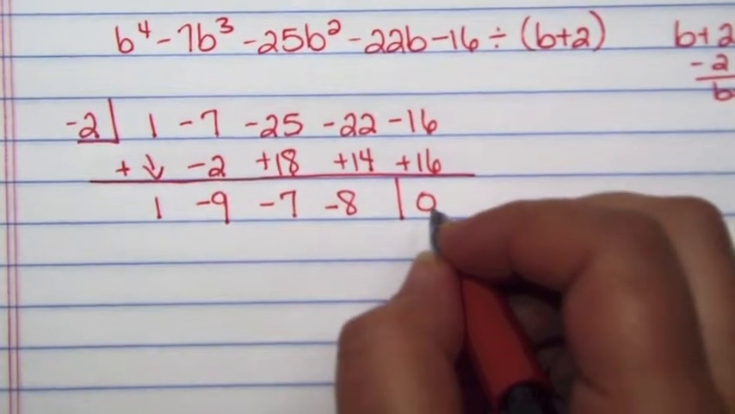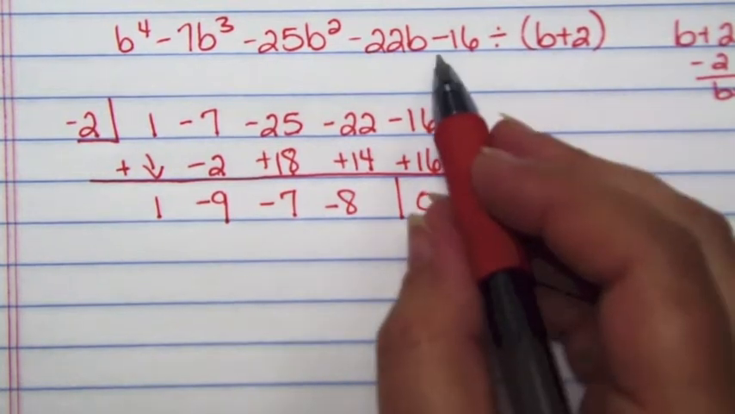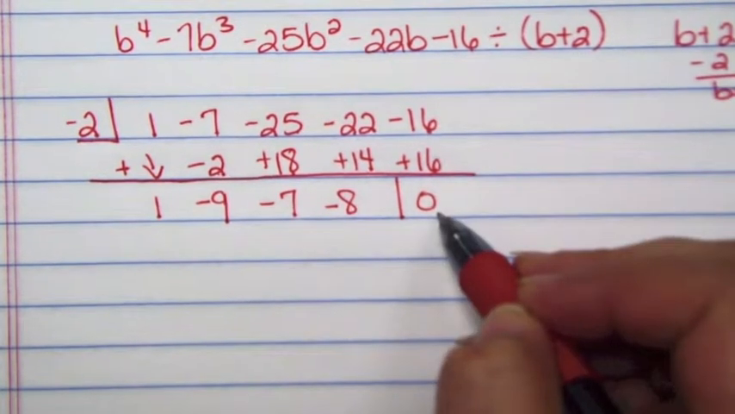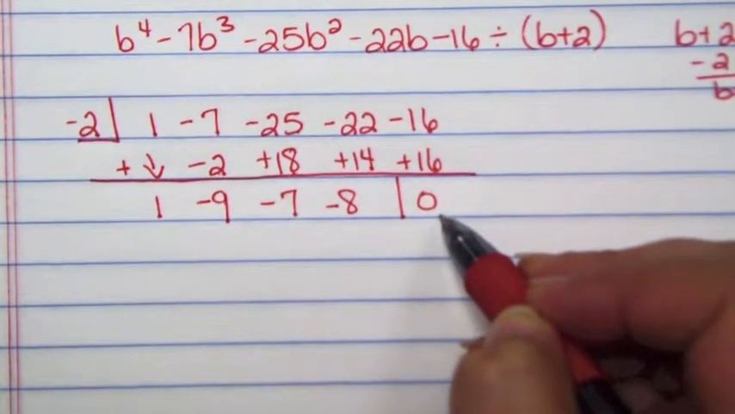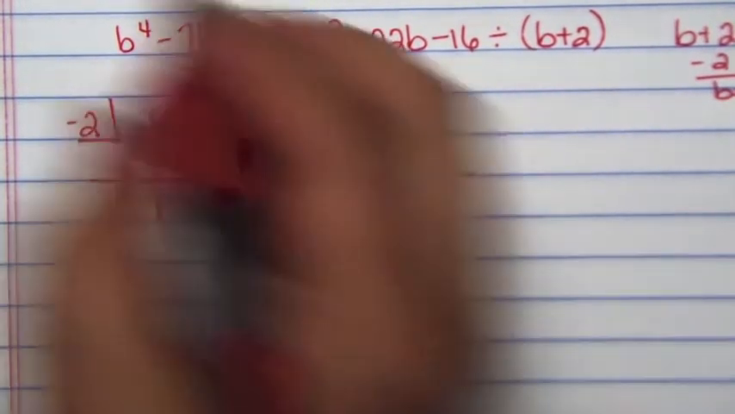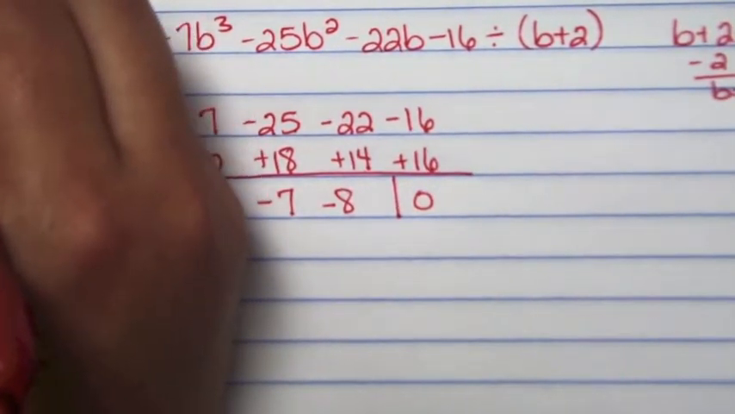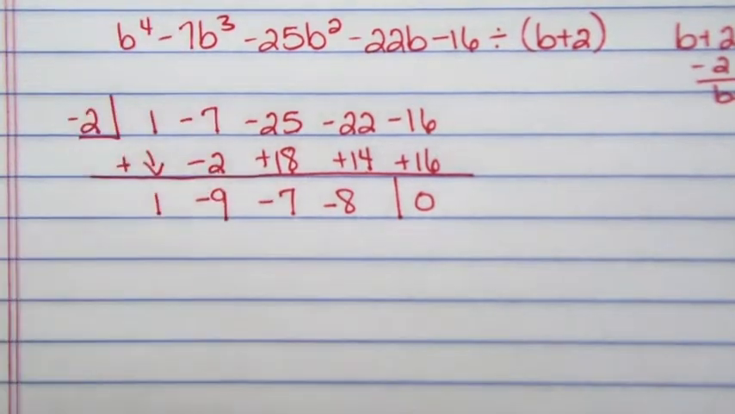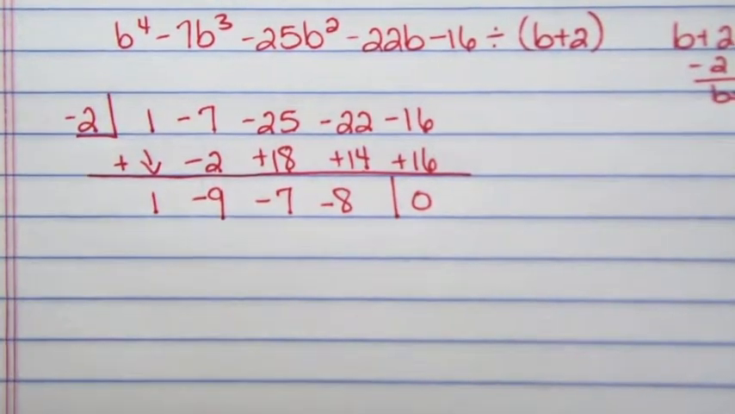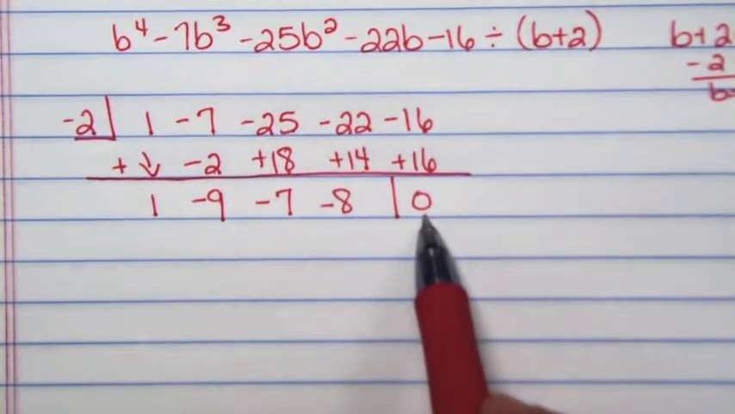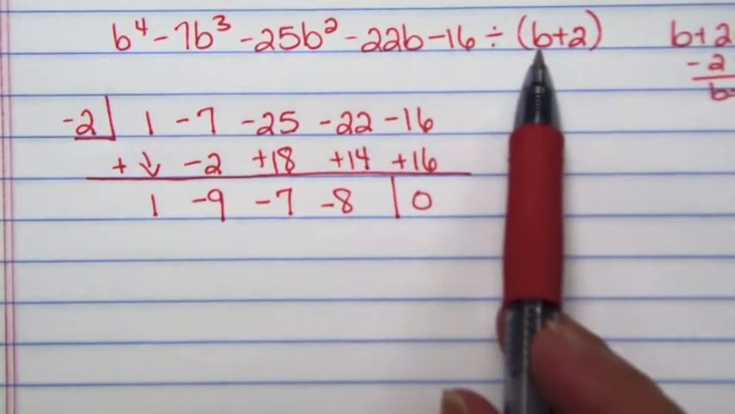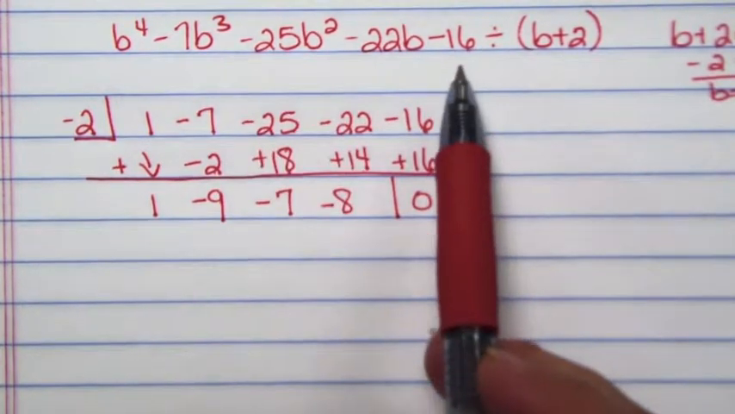So the answer to is b plus 2 a factor of this is yes, because we get a remainder of 0. Just like any other factors, if I asked you the factors of 10 and you said 5 and 2, well, if you divide 10 by 5, you get 2 with no remainder. Well, here we got no remainder, so b plus 2 is a factor of this polynomial.